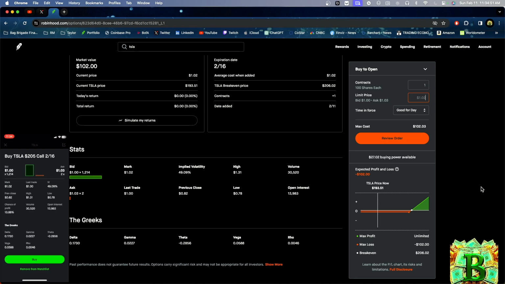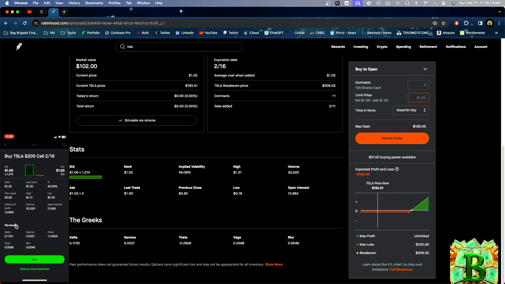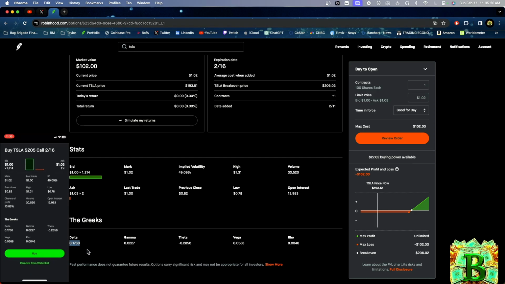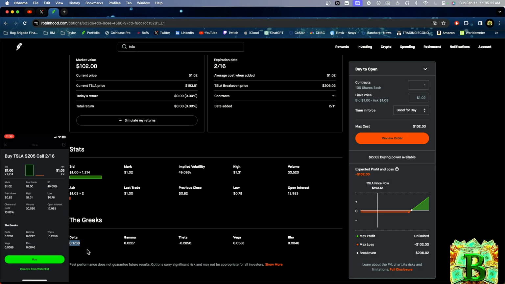Okay, cool. Awesome. So these metrics, these Greek metrics, they basically quantify the impact of various factors on your options pricing. Everybody see delta down here? It is at 0.1730. You can see it on the phone as well right here, bottom left.